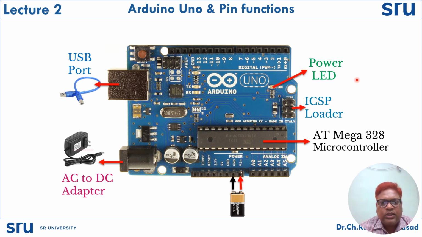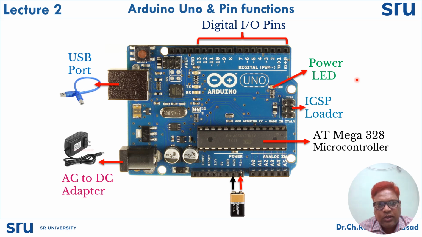Then we need to discuss the pins of the Arduino Uno. The Arduino Uno basically consists of digital I/O pins, analog I/O pins, as well as serial I/O pins. So first we'll start with the digital I/O. The Arduino Uno has 14 digital I/O pins. Here digital represents 0 or 1, and I/O represents input or output, where we can connect input devices or output devices.